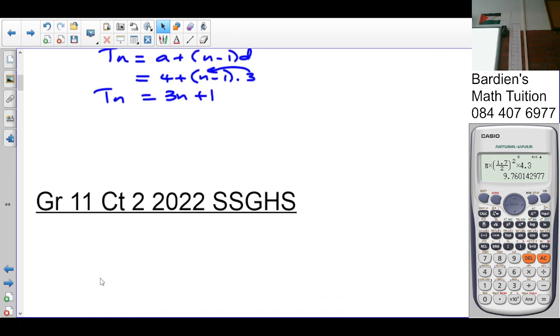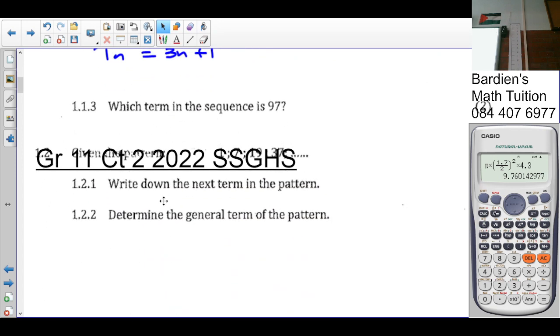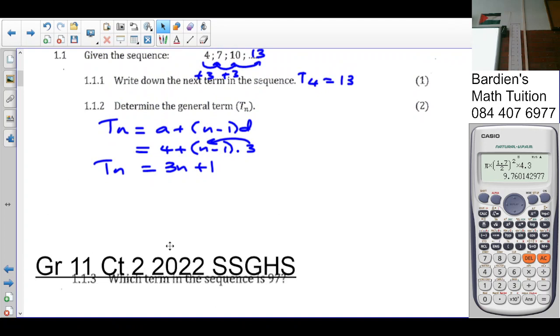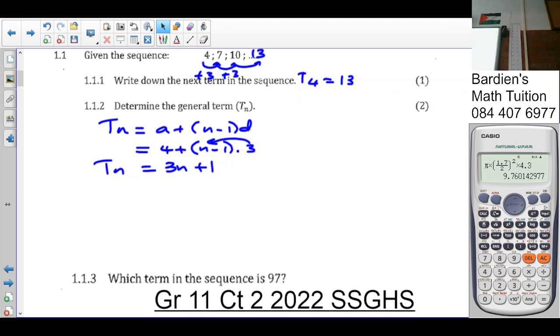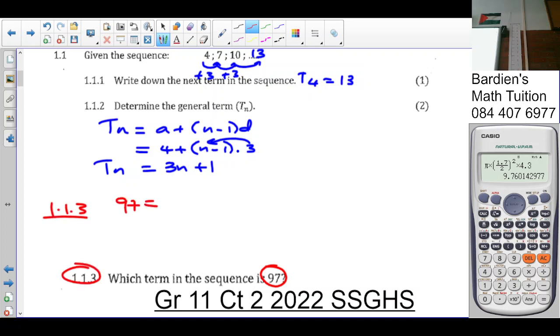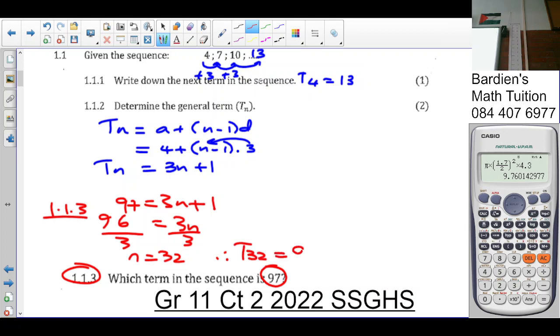Okay, so the next question is 1.3. In question 1.3 we are asked which term of the sequence is equal to 97. So this is in other words the nth term. So you got 97 is equal to Tn, which is 3n plus 1. So 3n is equal to 96. Divide by 3 both sides. Therefore n is equal to 32. So therefore the 32nd term is equal to 97.